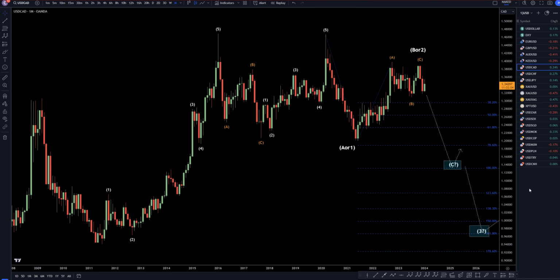Today is Wednesday, January 31st, and I'm going to be analyzing the US dollar Canadian, starting on the monthly, working my way down to the 1 hour time frame for the full top down analysis.